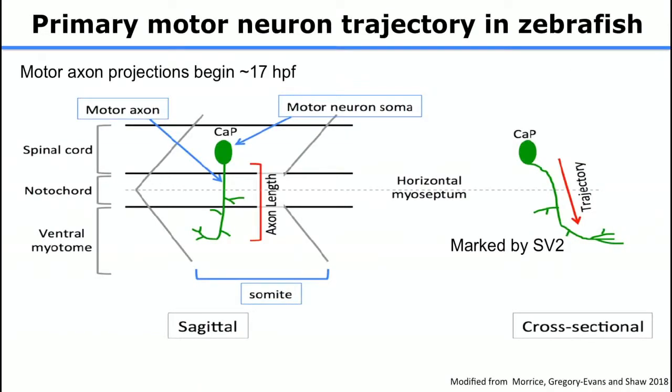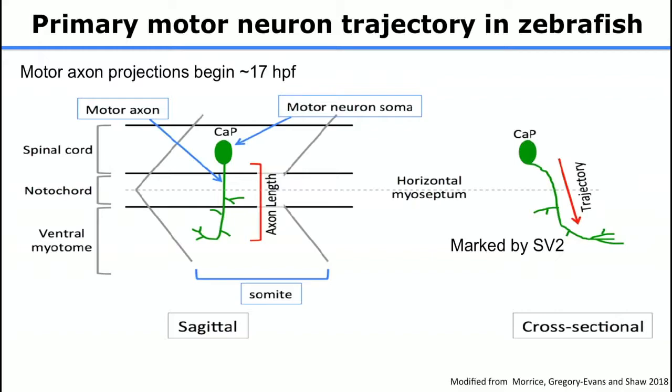Just before I show you our data, I need to give you a little background on how we look at motor neurons in developing zebrafish. This is a schematic drawing showing a cutout of the somite of a zebrafish. This is the muscle tissue, and this is the spinal cord. The primary motor neurons form early during development, and then the axons will begin sprouting from the spinal cord to innervate the muscles at around 17 hours post-fertilization.